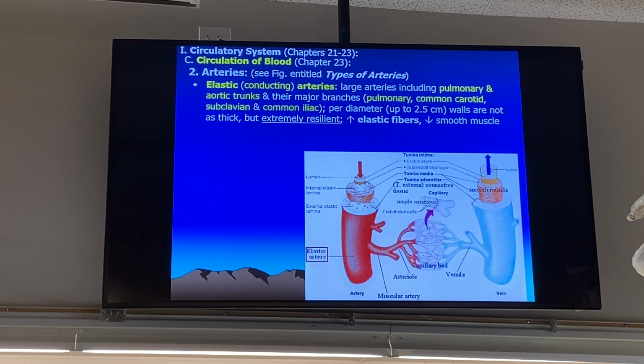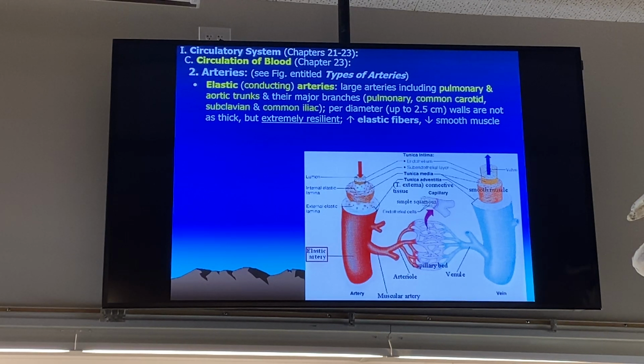Now again, they have smooth muscle. When they call it elastic artery, it's not a black and white thing. It just means it has more elastic fibers than the other ones. By percentage, it has more elastic fibers. Everybody got it? Make sure you make that distinction. Elastic arteries still have smooth muscle. It's just that by percentage, the wall has more elastic fibers.